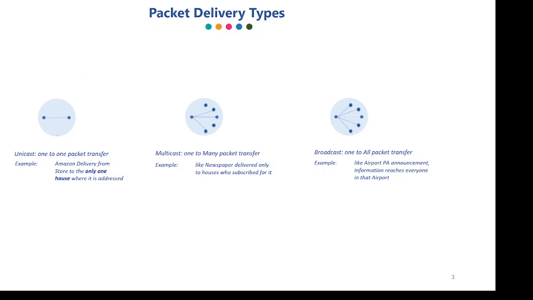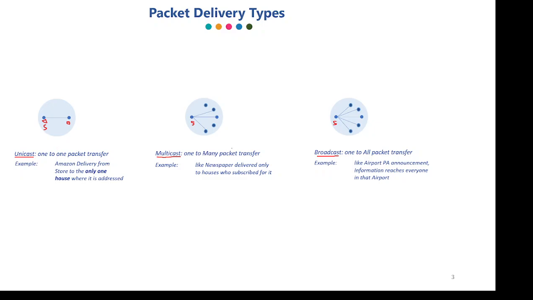There are three types of packet transfer from machine to machine. Consider this point as one device and this point as another device. The three types are unicast, multicast, and broadcast. This is the source device which wants to send the data. Unicast is data which moves from one device to another device. That's all it does. It's point-to-point communication, one-to-one packet transfer.